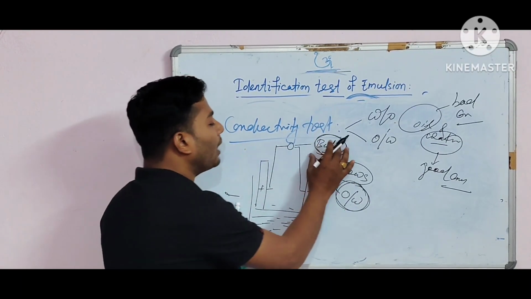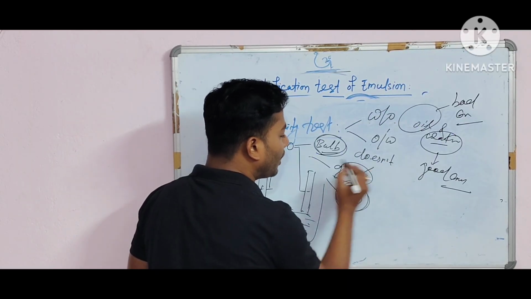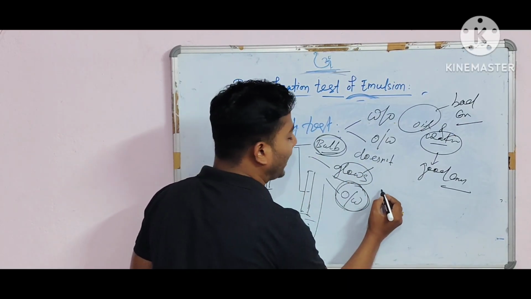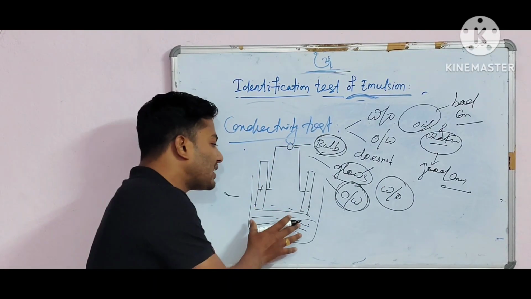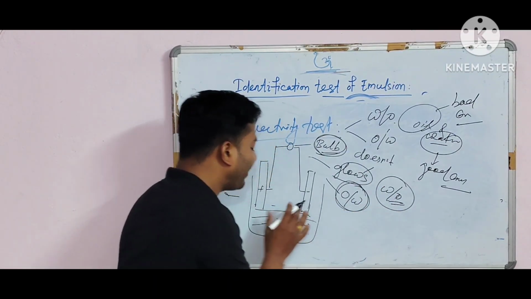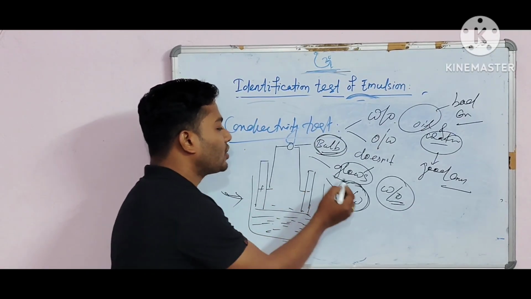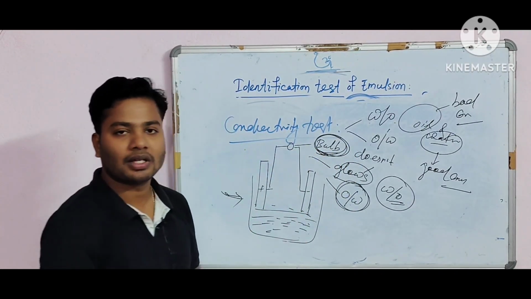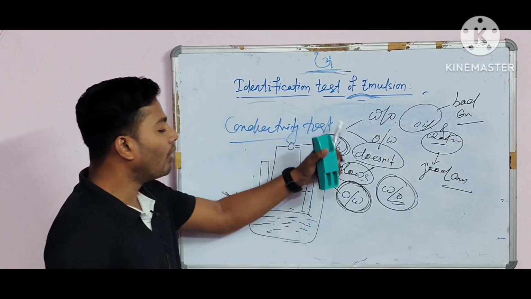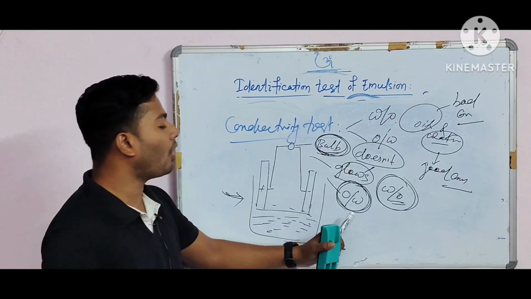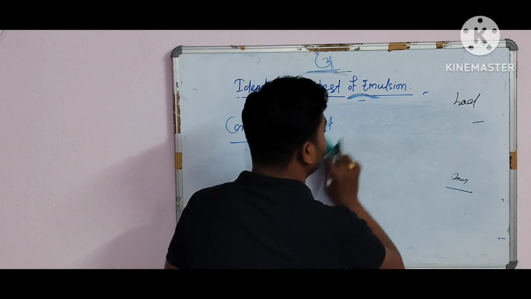If the bulb does not glow, definitely you can say it is the W/O type of emulsion, because the maximum amount of oil is present in this emulsion. That's why after passing the electricity, the bulb does not glow. Clear? So by using the conductivity test, we identify whether it is O/W type of emulsion or W/O type of emulsion. Clear?